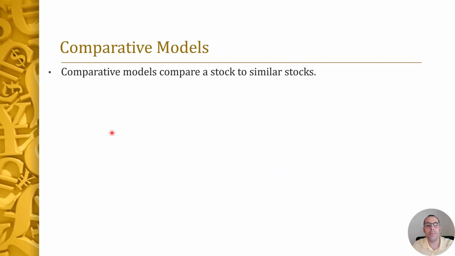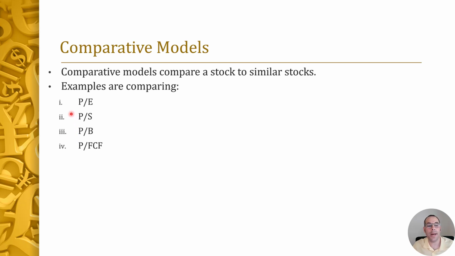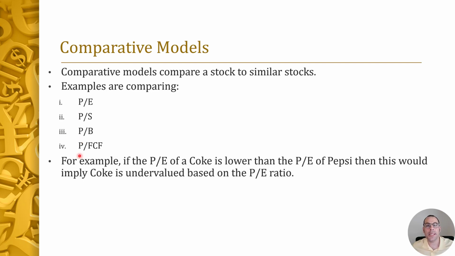When you use a comparative model, you're comparing similar stocks to each other. And the most common comparative tools are the PE, price to sales, price to book, and price to free cash flow. But there's also many more. When you compare stocks, you want to compare similar stocks. You don't want to compare Meta to Kraft Heinz. Maybe you'd compare Coke to Pepsi, and if Coke has a lower PE, then Coke is more undervalued than Pepsi, at least according to the PE ratio.